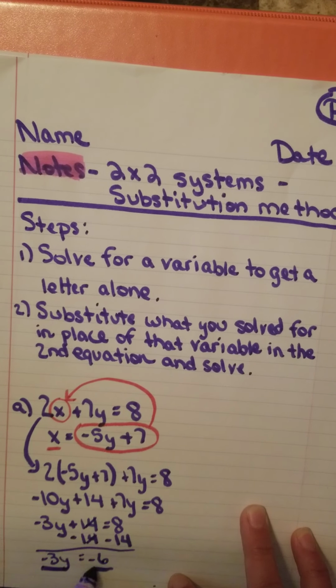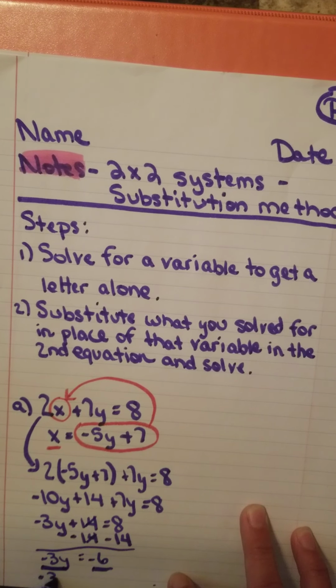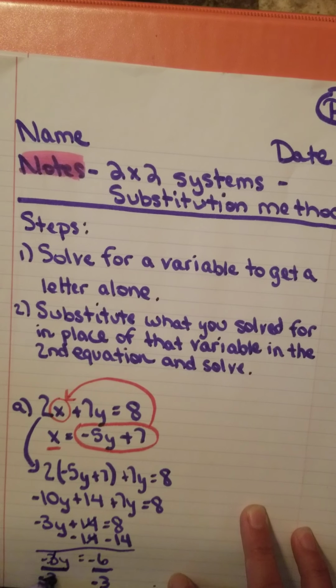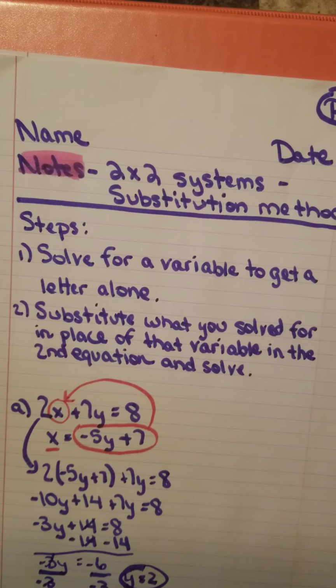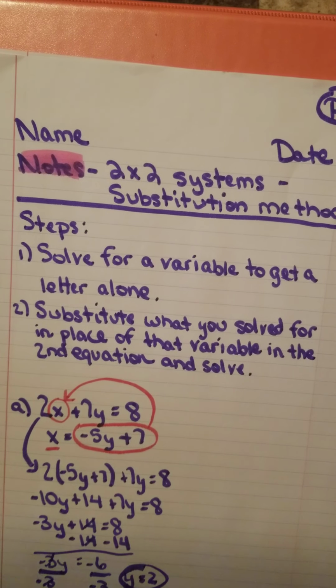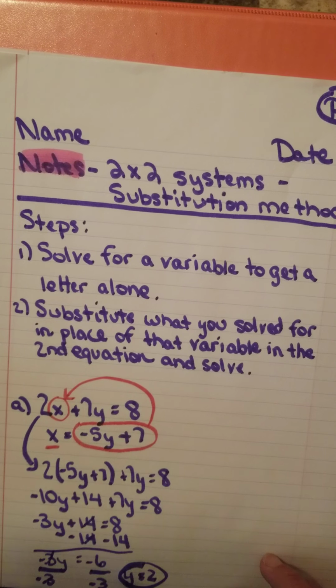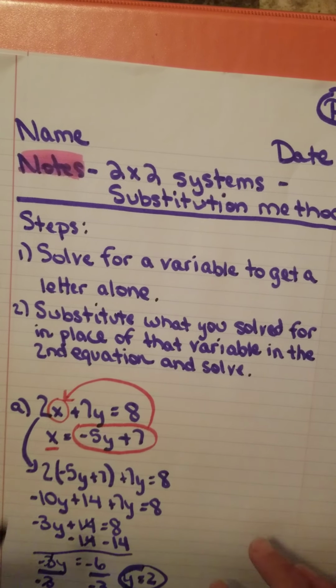Last step, I'm going to divide both sides by the number attached to the y. That's negative 3. Negative 3's cancel out, and we get y equals 2. So we just solved for one letter. The problem is there were 2 letters in the beginning. So we know what y is. We have to find out what x is.